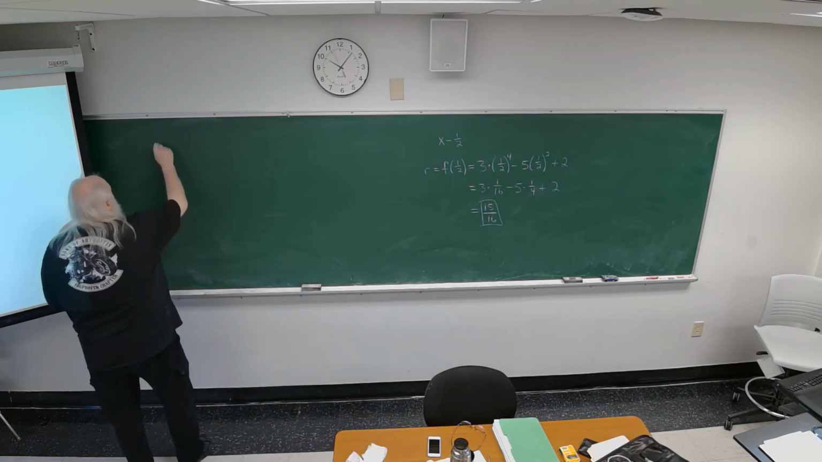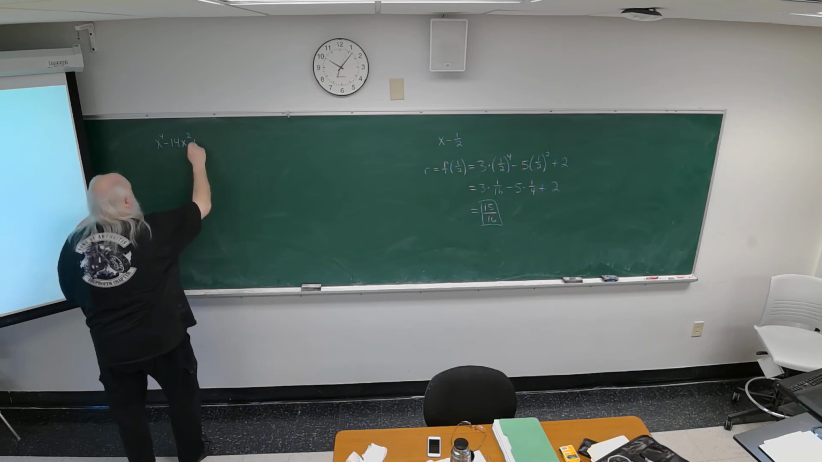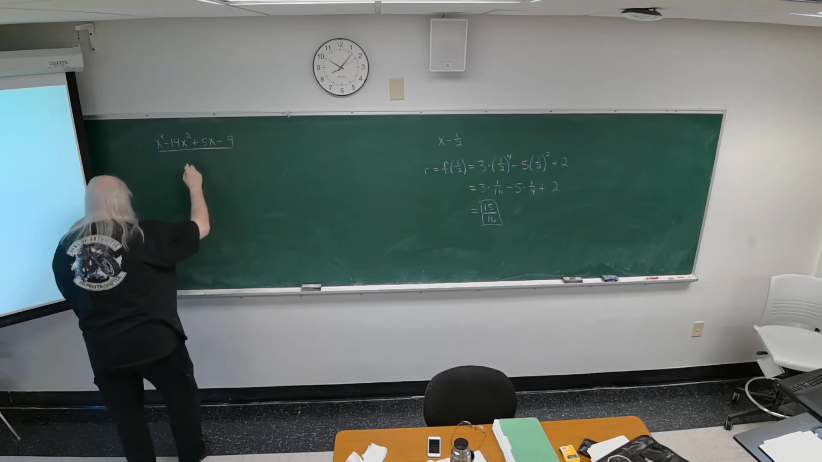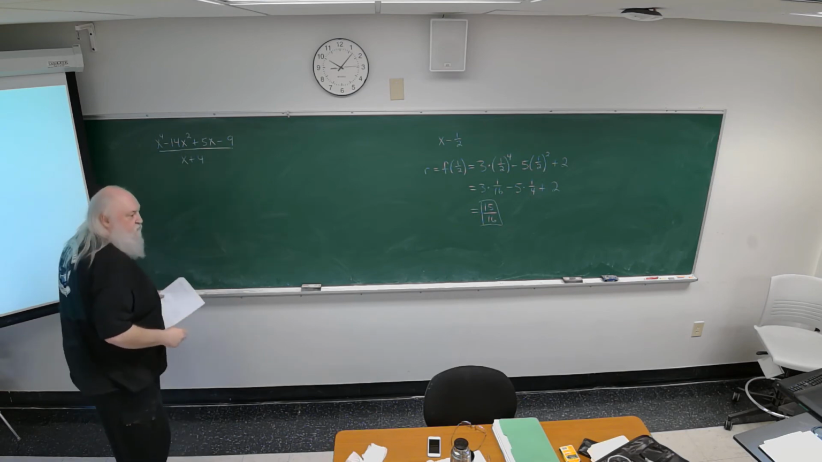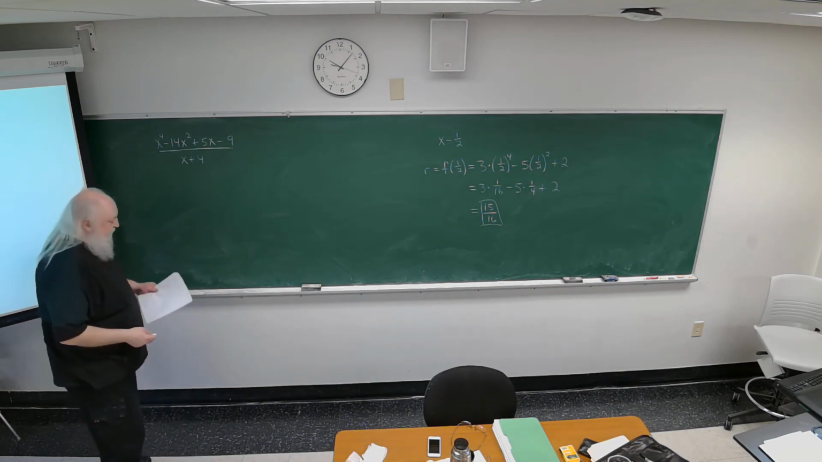So we're going to divide x to the 4th minus 14x squared plus 5x minus 9 by the linear polynomial x plus 4. Okay. We're not going to do long division, right? We're going to do synthetic division.